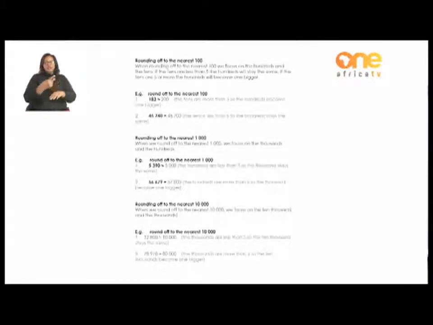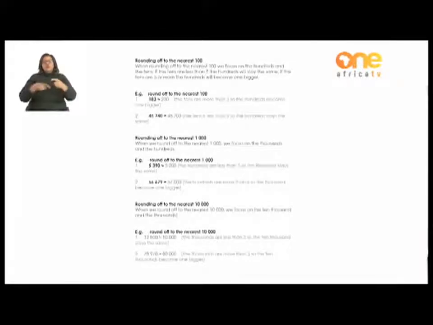56,679 rounded off to the nearest 1,000. The hundreds are more than 5, that means the thousands becomes 1 bigger. Our 100 is a 6, and that means it can change our 1,000, and 56,679 rounded off to the nearest 1,000 becomes 57,000.